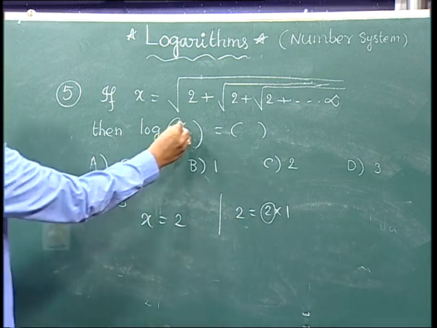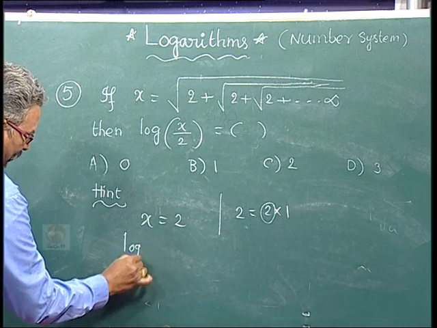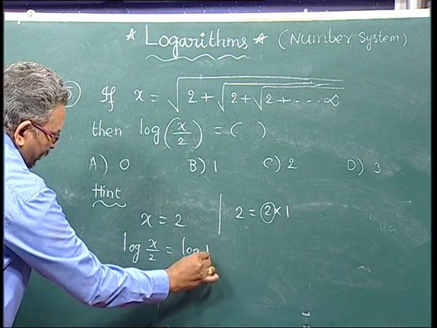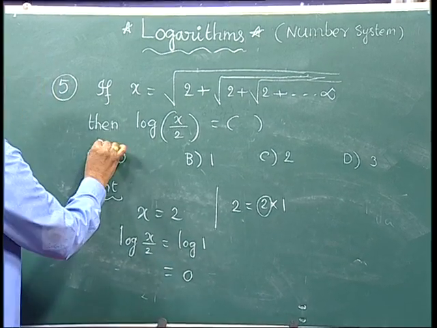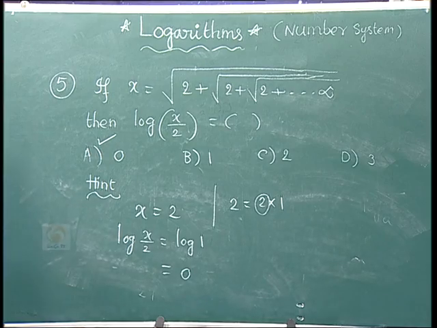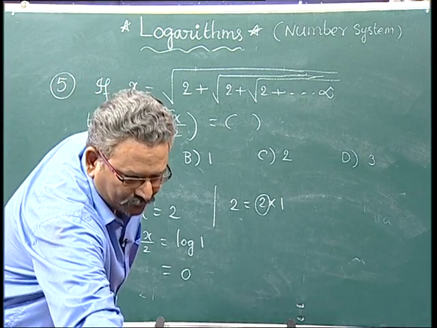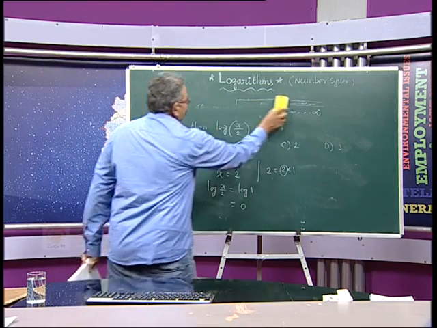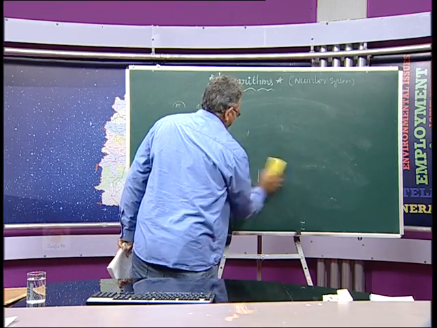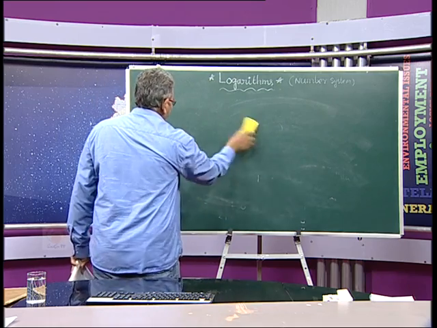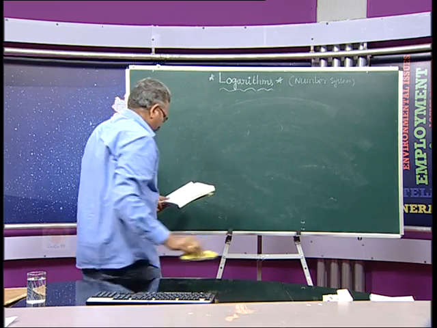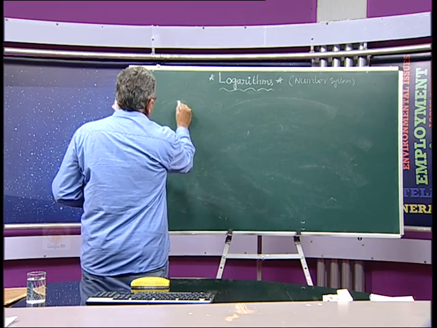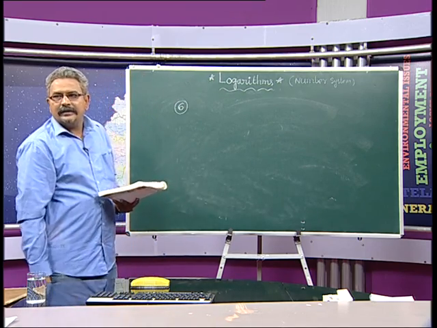Now, what do we have to find out here? Log of x by 2, which is equal to log 1. So that is 0. So, option is A. So, next problem. Okay, sixth one.